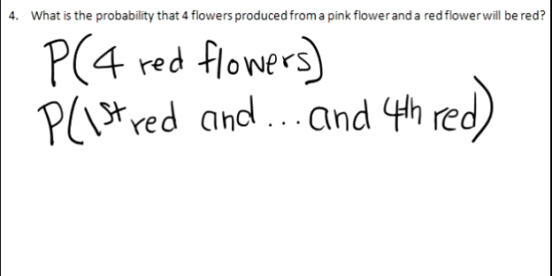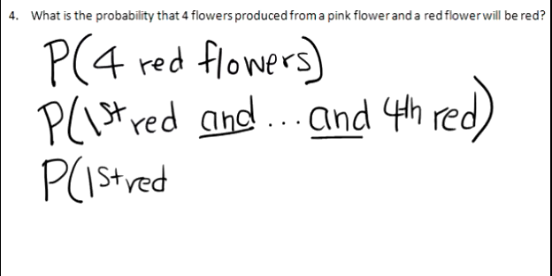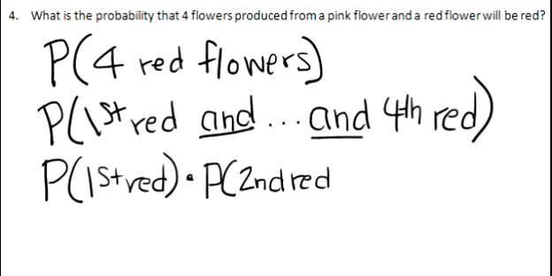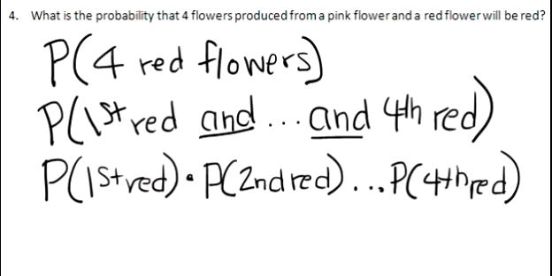Now, since these are independent, whenever we have an and, we can break this up into multiple probability problems. So really, I can take this as the probability that the first one is red. And since this is independent, I can multiply it by the probability that the second one is red, times the probability that the third one is red, and again, for the sake of room, I've left that out, and then times the probability that the fourth one is red.